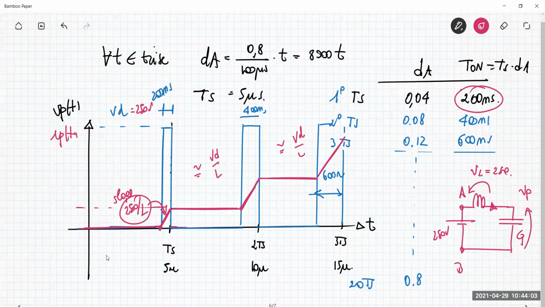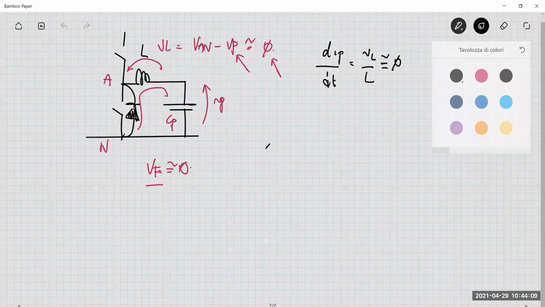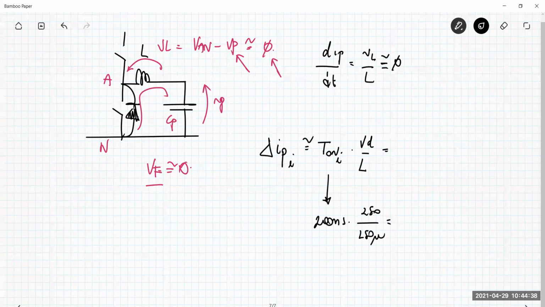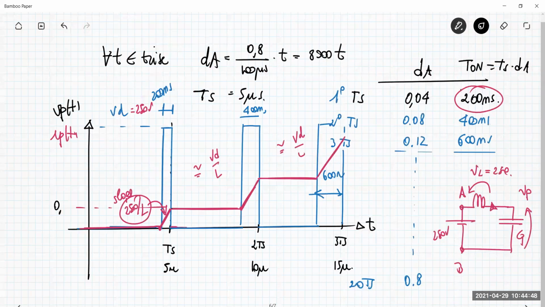So we can say that in the first time interval, delta I peak in any interval is the T on for that interval multiplied by VT over L. So this means that, for example, for the first interval, we have T on, which is 200 nanoseconds, times 250 over 250 micro, and this is exactly 0.2 amp. So this is 0.2 amp.